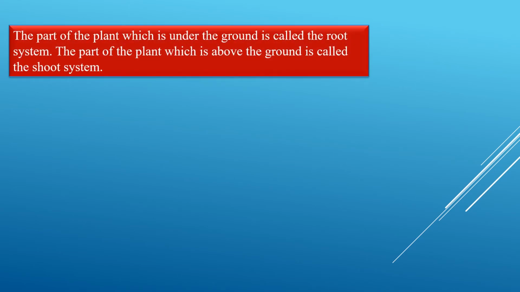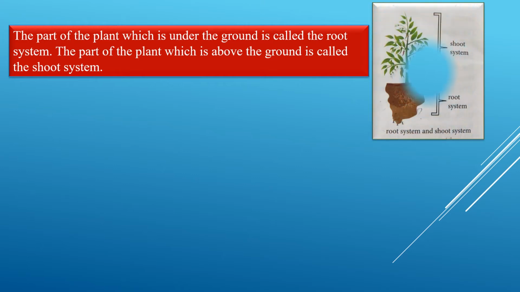So let's move forward. The part of the plant which is under the ground is called the root system. What is said here? The part of the plant which is under the ground. This part you can see, this part is under the ground. So this is called root system. Then the part of the plant which is above the ground is called shoot system. So this part is shoot system. You can see here in the picture, under the ground is called root system. Then above the ground is called shoot system.